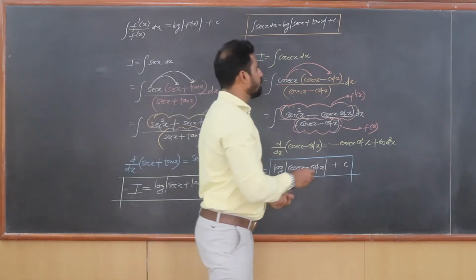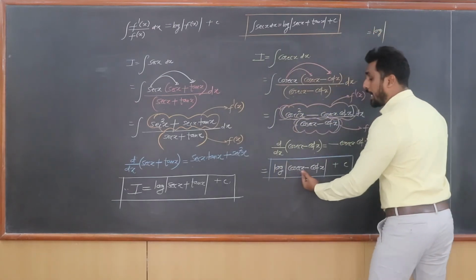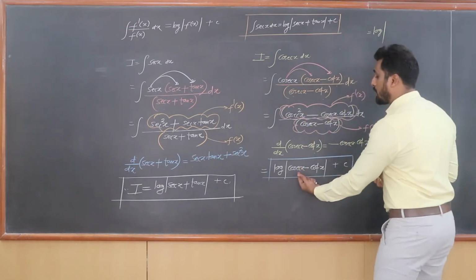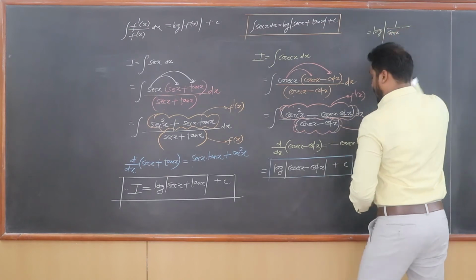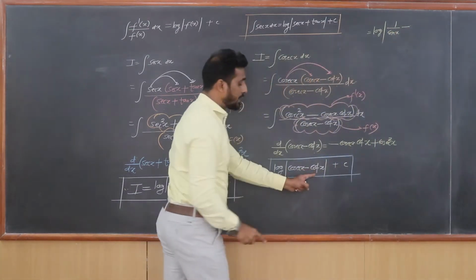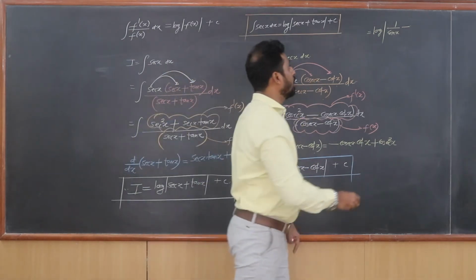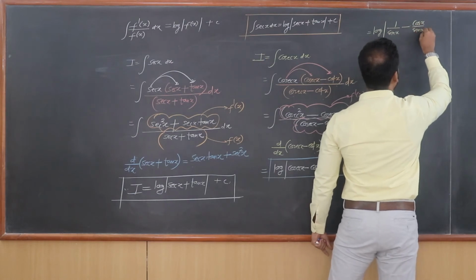Now, students, I'm going to write like this. Log of, do you know that cosec can be written as 1 upon sine? So let's write cosec x as 1 upon sine x minus, the next term is cot x. I'm going to write cot as cos upon sine. So I write here minus of cos x upon sine x.